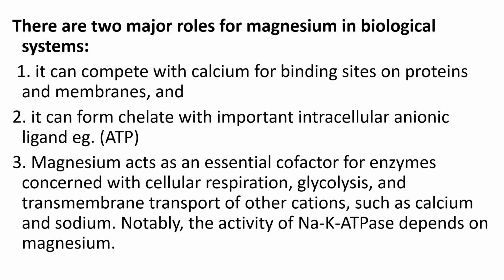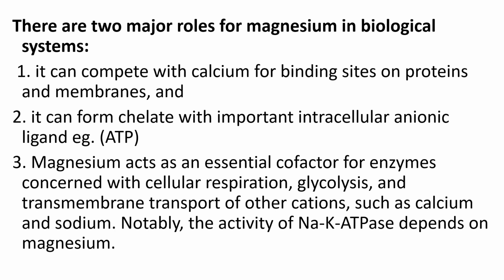Now, there are two major roles of magnesium in the biological system. Number one, it can compete with calcium for binding sites on proteins and membranes. And second, it can form chelates with important intracellular anionic ligands like ATP. I told you earlier, a chelate is a combination of metal ions with organic molecules. So either it competes with calcium or it forms a chelate.